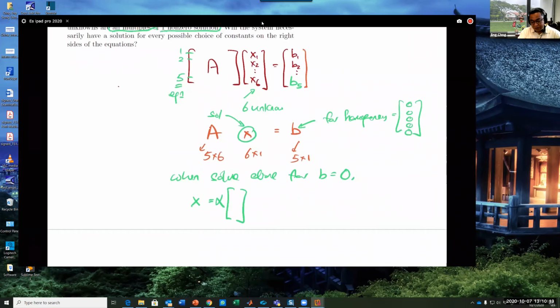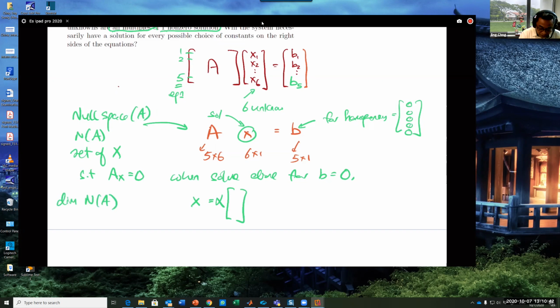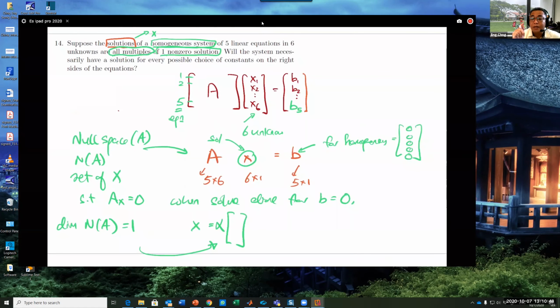So this looks familiar. If you want to think about it, he's basically asking you to find the null space of A. What is a null space of A? It is the set of X such that AX is equal to 0. And he's telling you that the dimension of this null space of A is equal to 1 because he says that I have one non-zero solution and multiples of it. All right, once you have figured that out, then what?